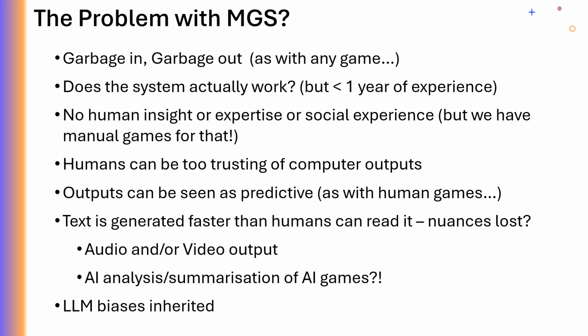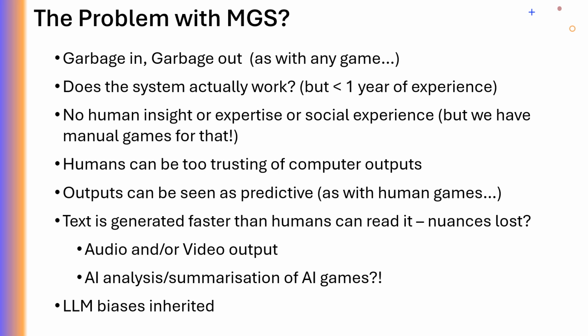Certainly, some of the research suggests that humans can be too trusting of computer outputs. So if you give ChatGPT a scenario, you get it to play 100 times, and then you go along to your boss with the outputs, and somebody comes along with a result from one human game, then it may well be those 100 computer printouts actually dominate over the single human game. So we need to be careful about the level of trust we put in a computer output.